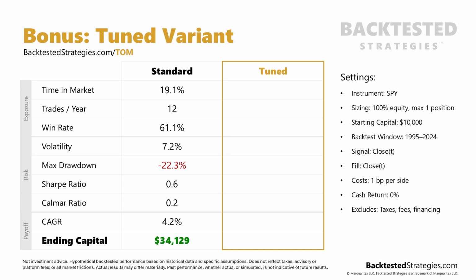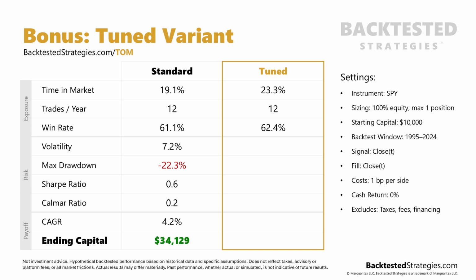Section 1. Exposure. For the standard version, time in the market is 19.1% with 12 trades per year and a 61.1% win rate. In the tuned version, time in the market increases to 23.3%, trades per year stays at 12, and the win rate ticks up to 62.4%. So the tuned version participates more without trading more often, and the win rate improves slightly.